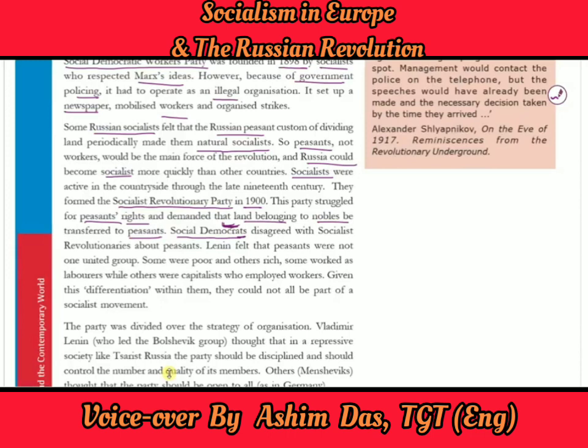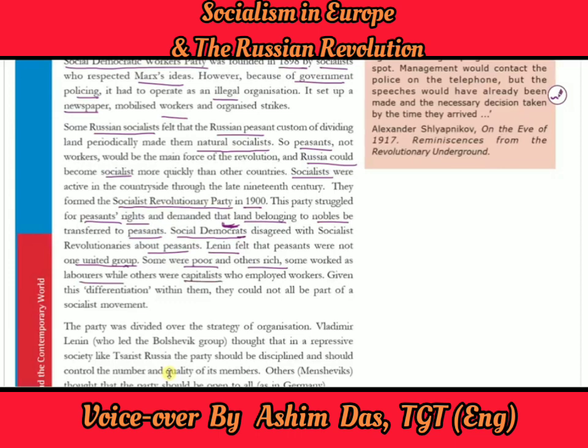However, Lenin felt that peasants were not one united group. Although many peasants were there and they all had the same kind of thinking, even then there was a division. Lenin said these peasants cannot be one united group because some were poor and some were rich. Some worked as laborers, and some were capitalists who employed the workers. Some very rich farmers were there, and some very poor farmers. Some employed other workers, and some did not have land.